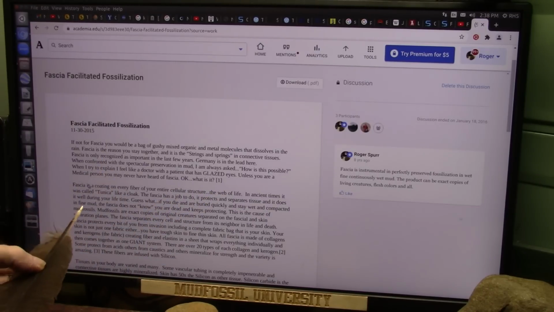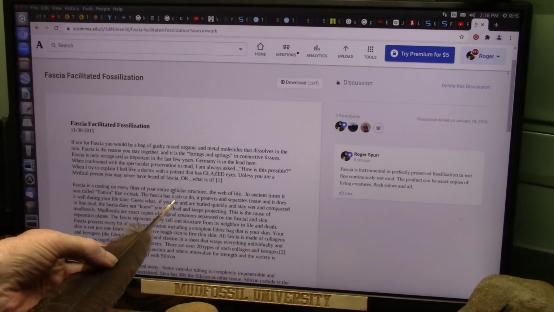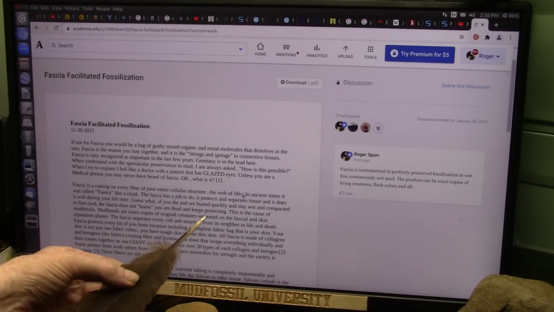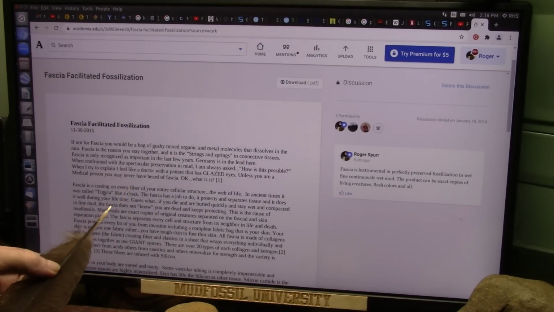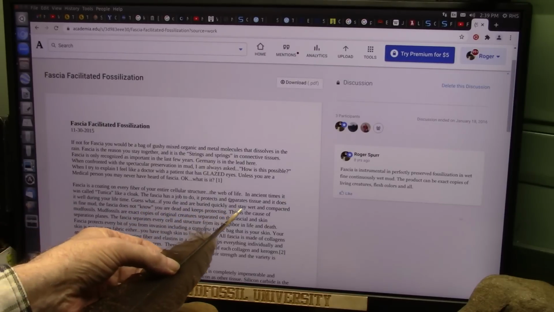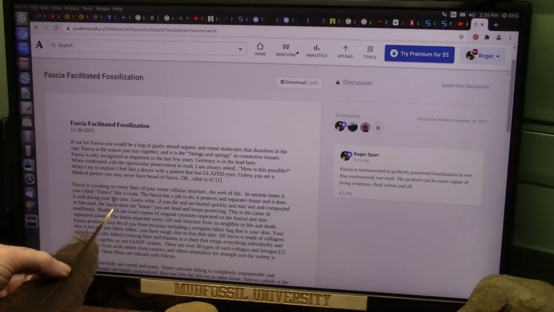All right, so anyways, fascia is the coating on every fiber of your entire cellular structure. 100% has fascia. In ancient times, it was called tunica, like a cloak around everything. Fascia has a job to do. It protects and separates the tissue, and it does it well during your lifetime.